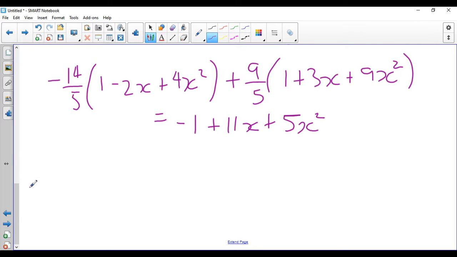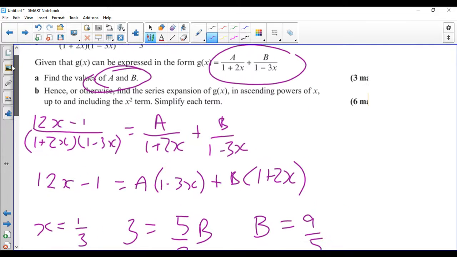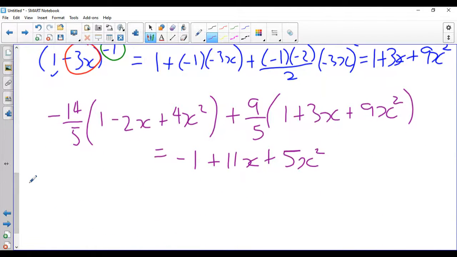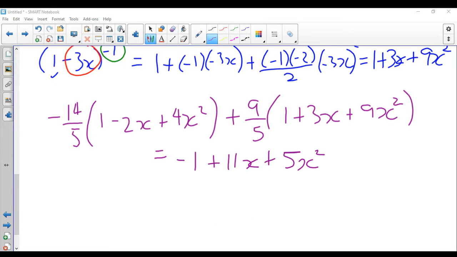Okay, quick check back at the question. Did we need the validity for the expansion? No, it just said simplify each term, so I am finished with minus 1 plus 11x plus 5x squared.